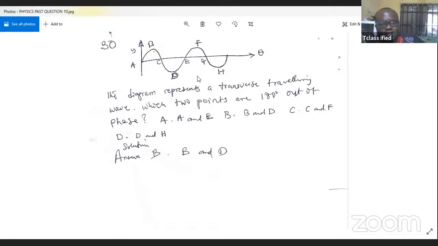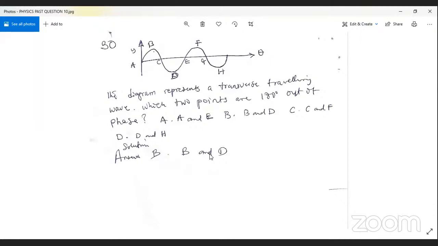Option C, C and F. This is C, this is F. So C is just 90 degrees out from F. Option D, D and H. This is D, this is H. They are in the same phase.